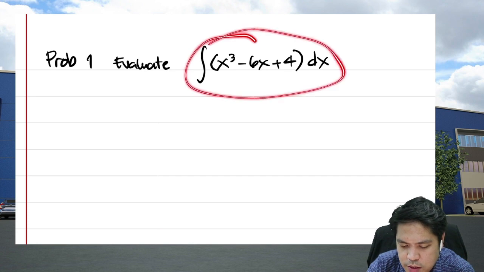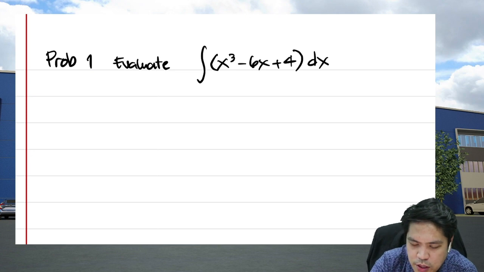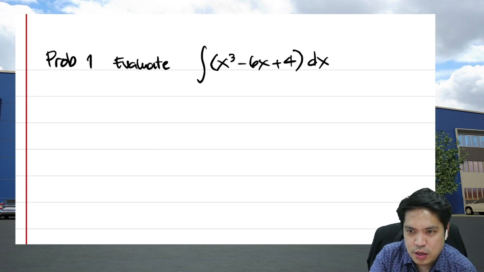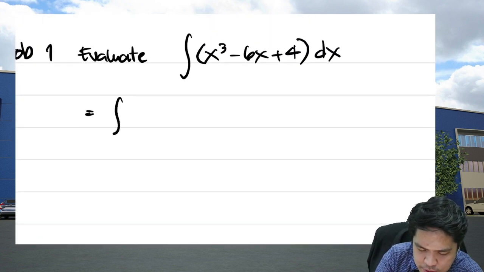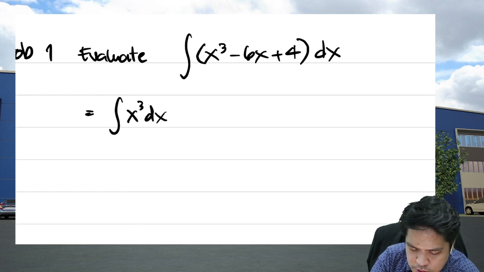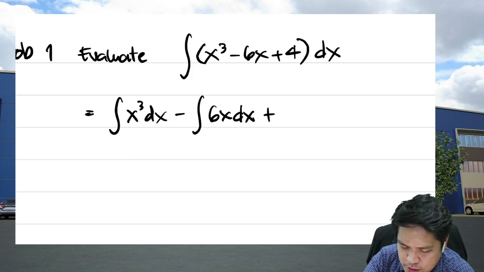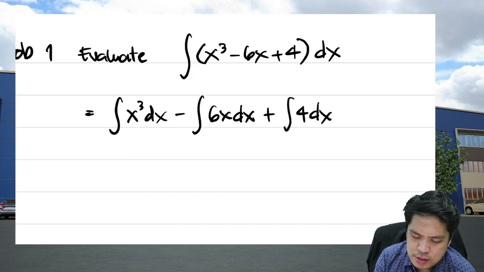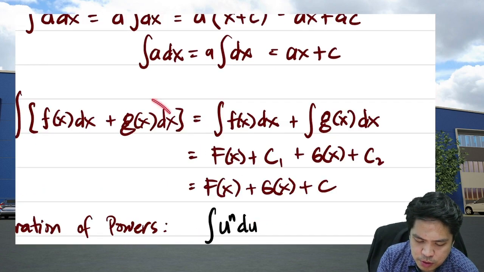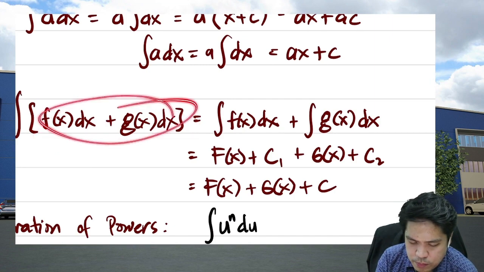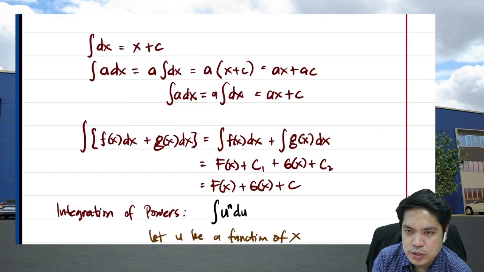Evaluate this integral. Integral of x cubed minus 6x plus 4 dx. So by properties of integration, step by step muna tayo or detailed muna tayo. We could rewrite this as the integral of x cubed dx minus the integral of 6x dx plus the integral of 4 dx. So we just applied the anong property yun? That would be this property, the third property. The integral of the sum of the function is equal to the sum of the individual integrals of the function.